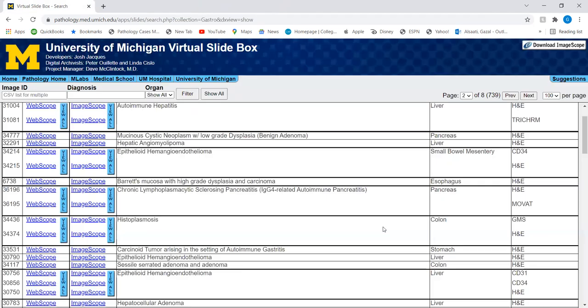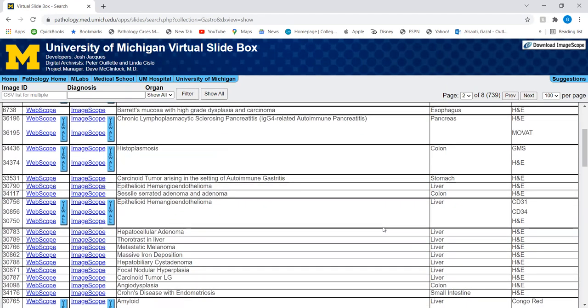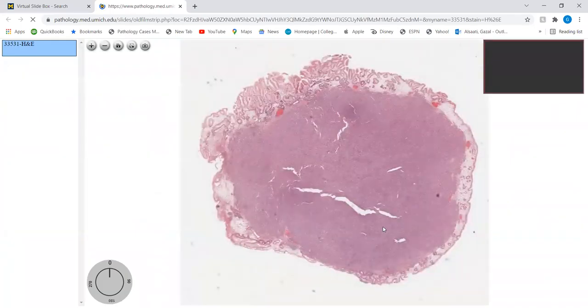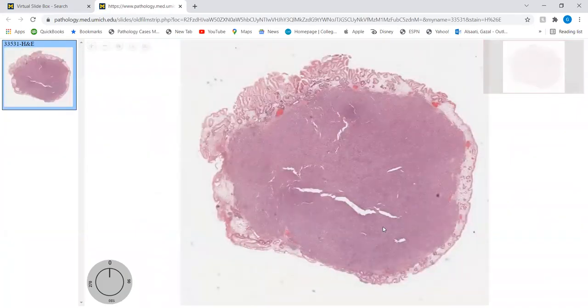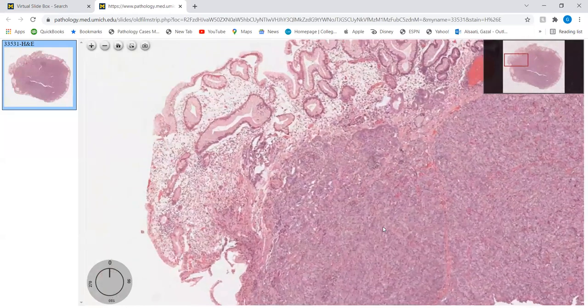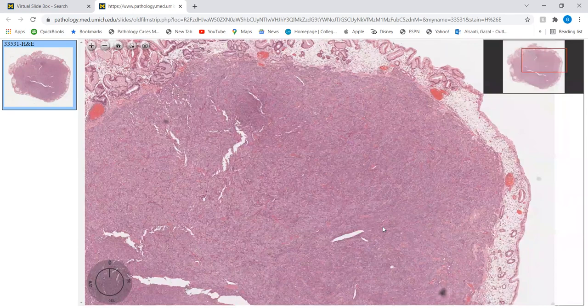Okay. All right, next case is carcinoid tumor arising in a setting of autoimmune gastritis, okay? So what are we looking at here? First of all, we want to make sure that the stomach has absent oxyntic glands. This confirms that it's a body, okay? And obviously you can see the carcinoid. It's so big, it's so huge.